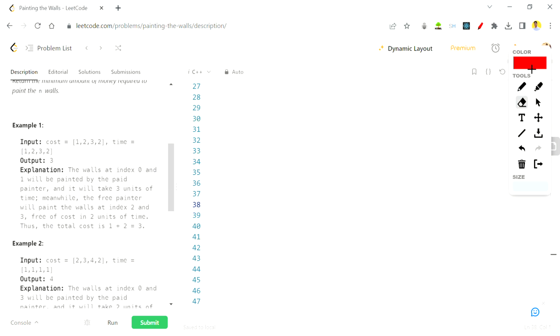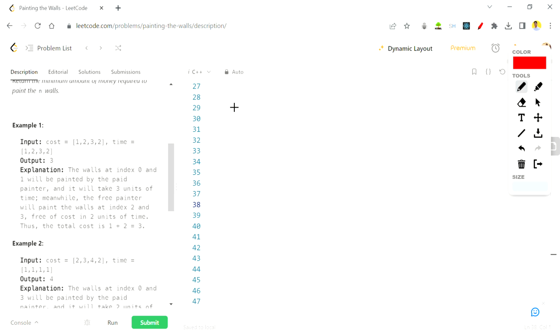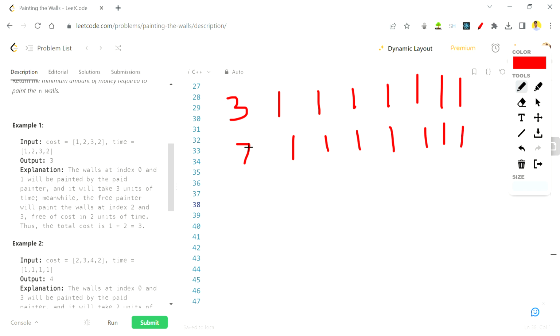So let's choose another example which depicts why the greedy algorithm fails here. Suppose my cost is 3 and this is 7, then 1 1 1 1, 1 1 1 1, and the time is 2 3 4 5 6 7. So let us say my cost array is this and my time array is this.